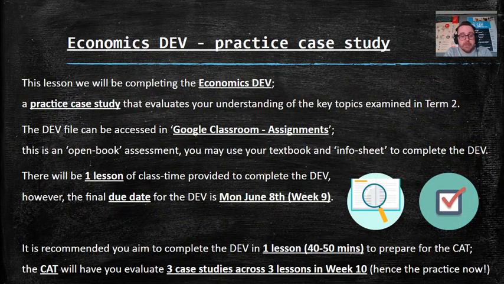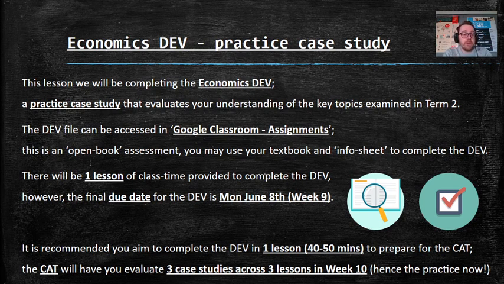The dev file can be accessed in Google Classroom Assignments, and I'll show you where that is, and we'll work through that file together. It is an open book assessment, which means you can use your textbook and the info sheet to complete the dev task, which I did mention again in the previous lesson. So you'll be provided with 1 lesson of class time to complete the dev. However, I understand it might take you some time to read the instructions or to watch this video.